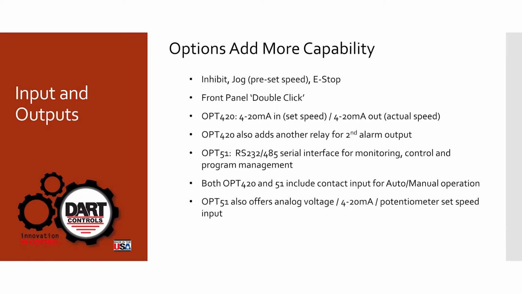Now both of these, the OPT420 and OPT51, include an input to the option card to allow for an auto manual switch to be mounted locally at the ASP. This is very handy, if not necessary, for maintenance and safety purposes. If someone's working on the equipment, they likely will want to remove automatic remote control and have it be controlled locally only. The OPT51 also offers support for analog voltage like 0 to 5 volt DC, 4 to 20 milliamp, or even a potentiometer set speed input.